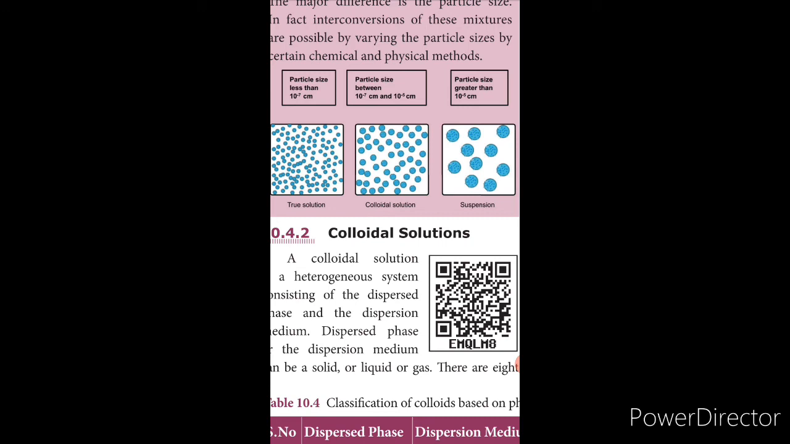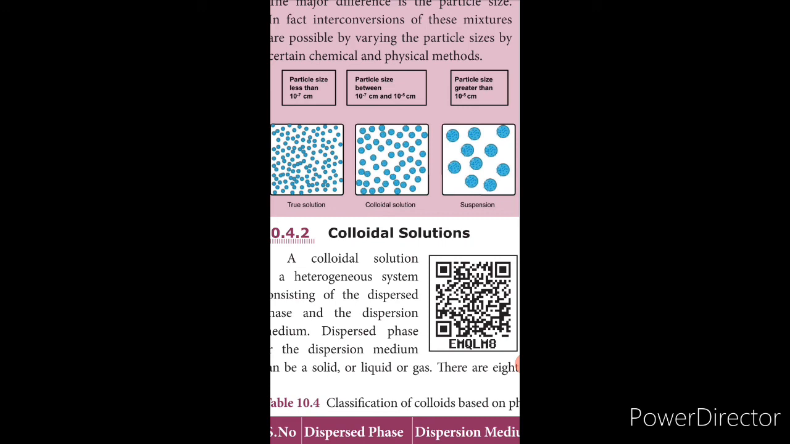The particle will not be seen in the solution. We get a clear solution. The particle will never settle down. The particle is not seen through our naked eye. It gets dissolved with the water. Now the particle size also matters in the classification of solution. The particle size should be less than 10 to the power of minus 7 centimeter for true solution. The particles will be very, very small and it gets dissolved with the solvent.